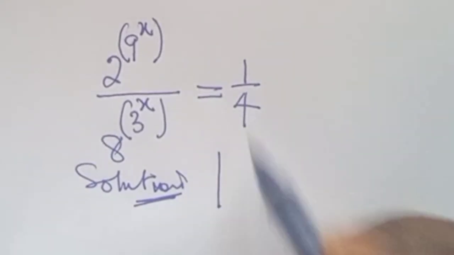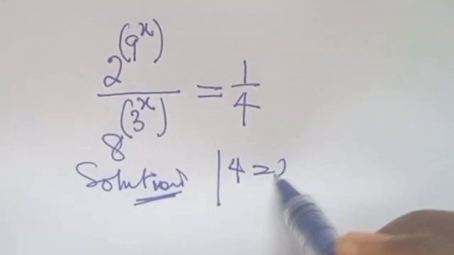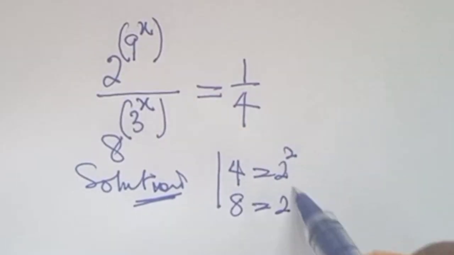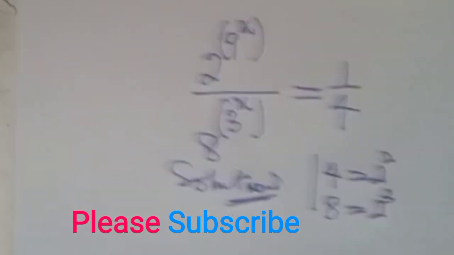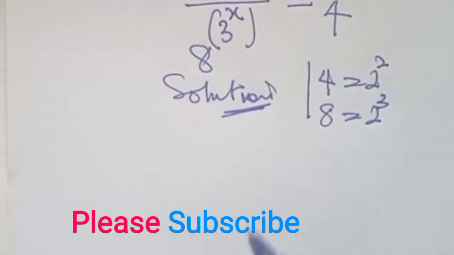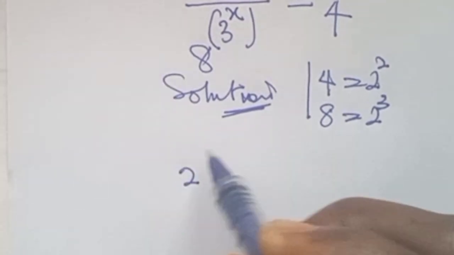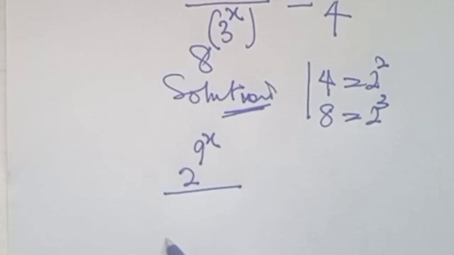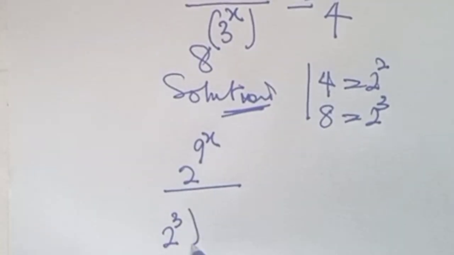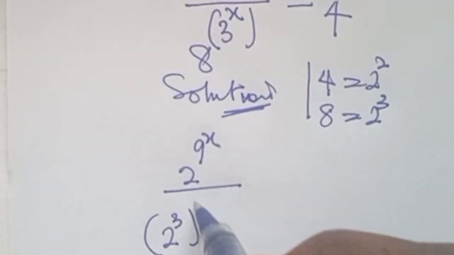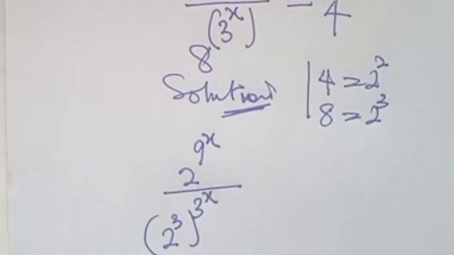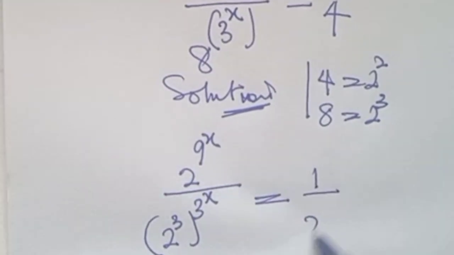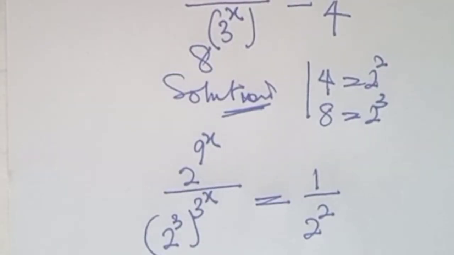So we're going to represent 4 as 2 to the power of 2 and we'll represent 8 as 2 to the power of 3. So that the next line becomes 2 to the power of 9 to the power of x all over 2 to the power of 3, that is 8 to the power of 3 to the power of x, is equal to 1 all over 2 to the power of 2.